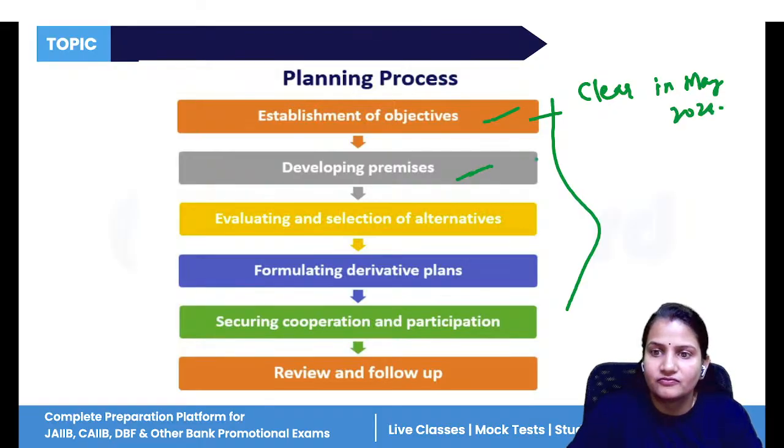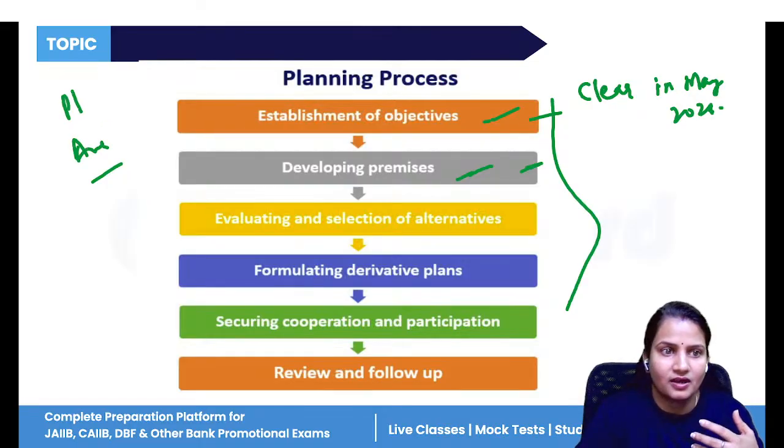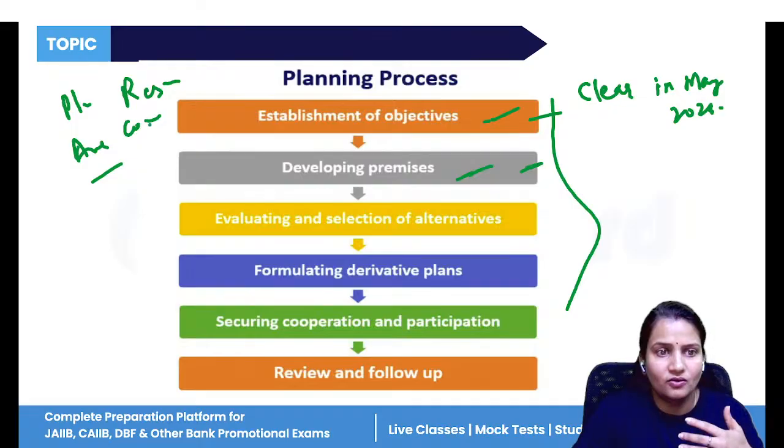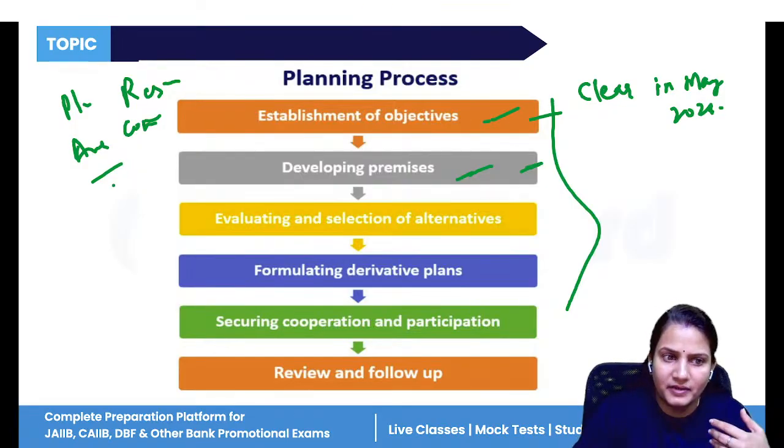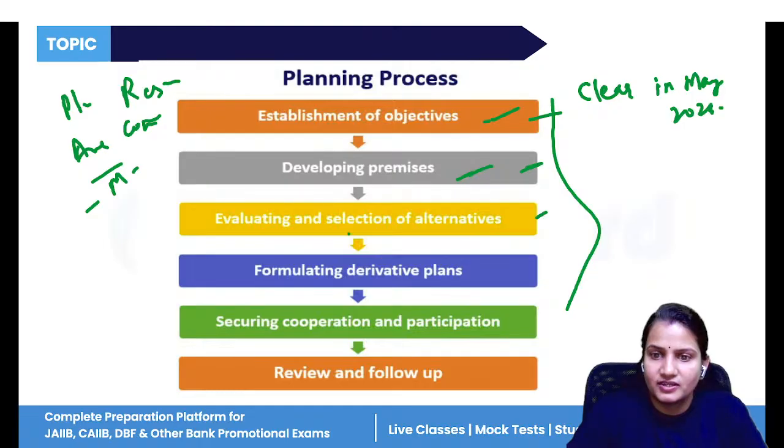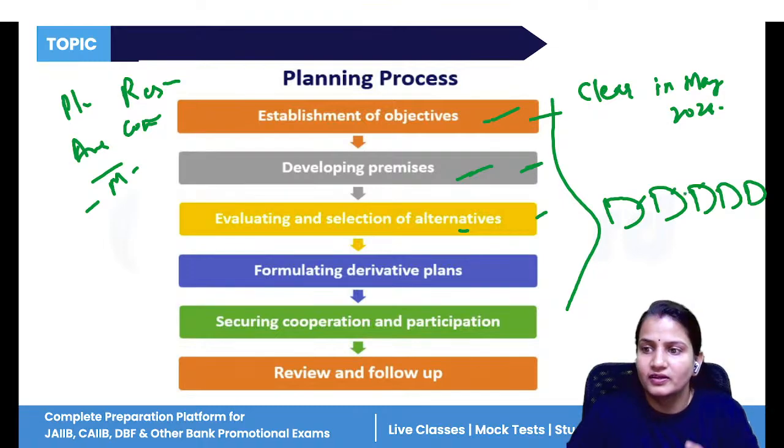Now for that you will develop premises. Premises means you will check and analyze which platform is good, whose resources are good, what is the content. Are they teaching from Macmillan content or apart from that book? Then you will do the evaluation and selection of alternatives. Now you have selected that these are my alternatives. After that, you will select the alternative. Once you have selected the alternative, then you will make the plan.